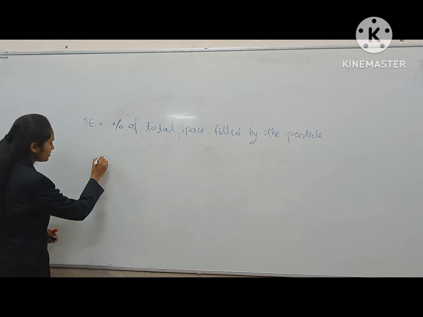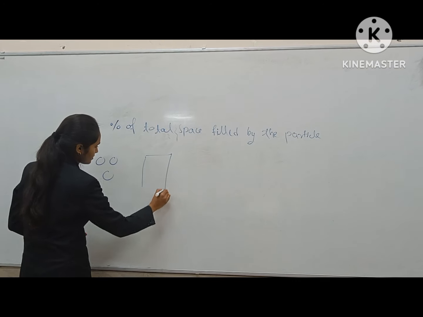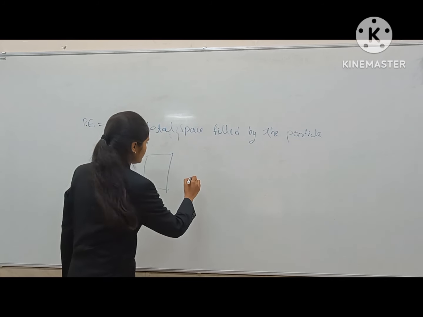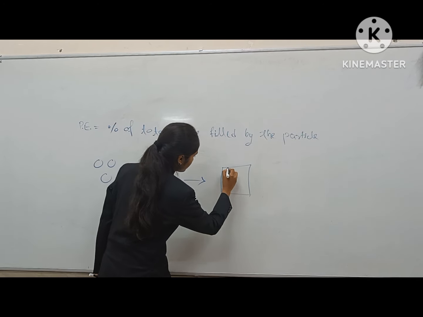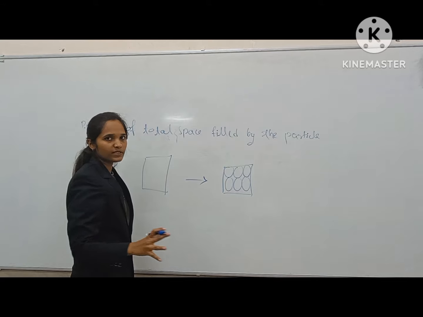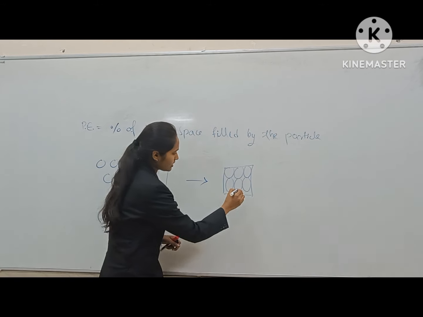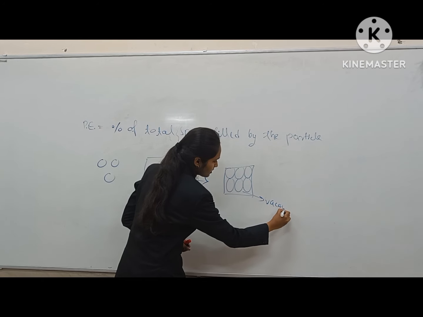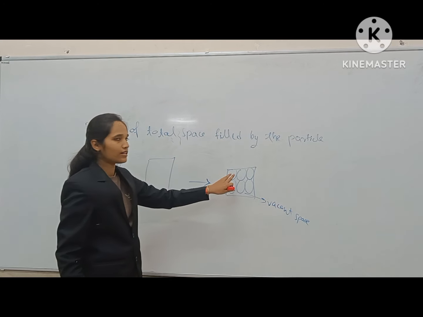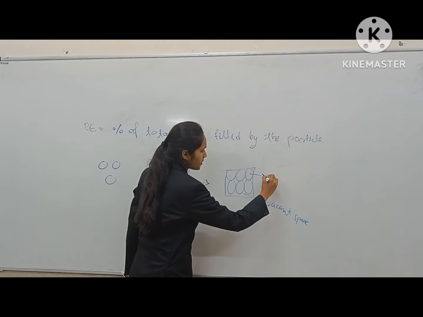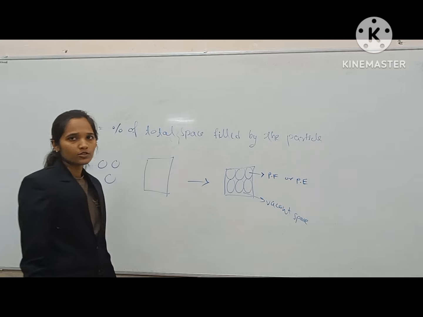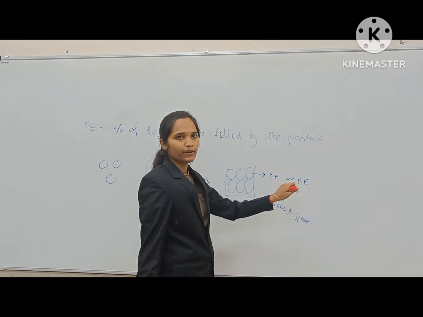Let's assume we have a number of balls and a box, and we have to fill these balls inside the box. We can fill these balls in various ways. I will fill these balls one by one to cover the maximum space of the box. After filling, we can still see some vacant space, and this space is called void. The volume covered by these balls is called packing fraction or packing efficiency. So now the question is, what is the difference between packing fraction and packing efficiency?